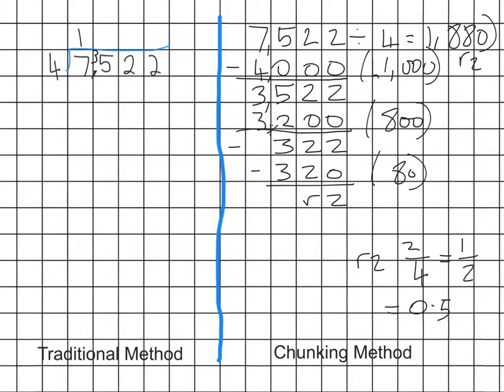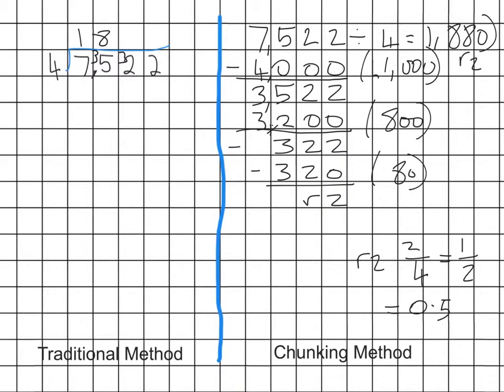And then I think about 3,500, or how many lots of 4 I can get from 35. I know that I can use 8 times 4 to get to 32, so I can get rid of 800 lots of 4, which is 3,200. And like over here, I'll have 300 to carry over to the 22. I have to do the same over here. I'm going to write 300, and then I've got 322 left to get rid of.